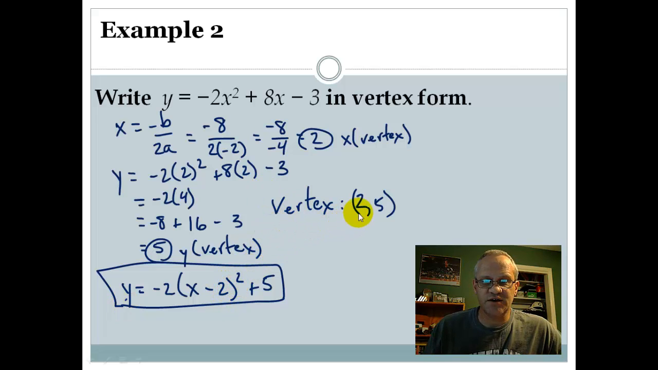So remember the vertex 2, 5, you just plug those numbers in here and here, and then a, which you get from up here, you just plug in there for a. That's all you do. All right.